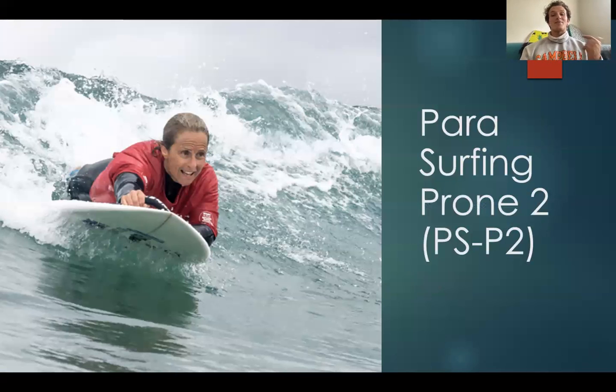Next, we'll go to the PSP2, parasurfing prone 2 classification. This is a discipline for surfers who ride waves in a prone position and need assistance to paddle into waves and while in the water. Athletes in this sport class are permitted to have support getting to and out of the water and on and off of their board. Athletes are permitted to have assistance from a surf guide while paddling out to the lineup and being pushed into the waves. Athletes are required to be independent while surfing.